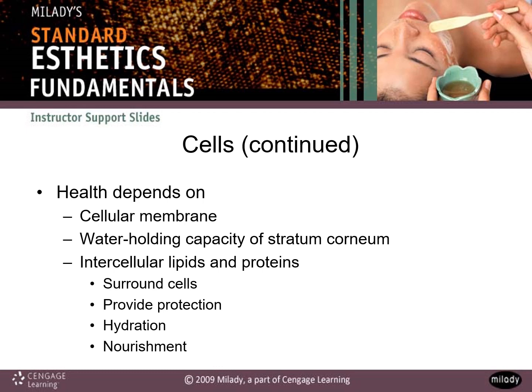The health of a cell depends on a number of things. The cellular membrane, water holding capacity of the stratum corneum, intercellular lipids and proteins that help to surround the cells. It provides protection, it hydrates the cells, and it nourishes the cells. These are some examples of how a cell can stay healthy.